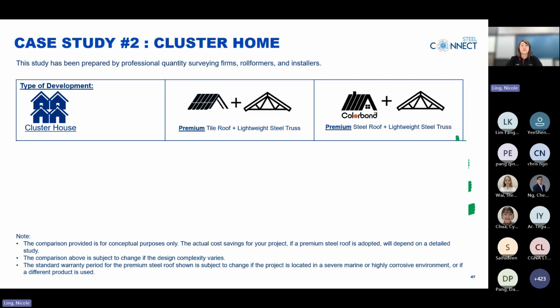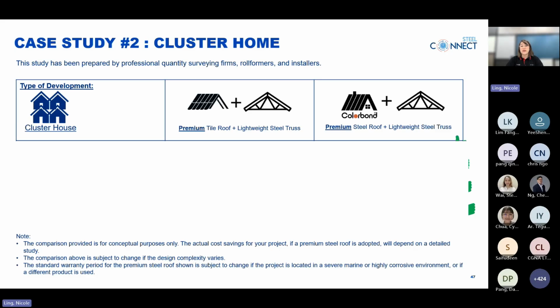For installation time, in this cluster home case, the roof installation takes 1 day for both tiles and steel roofing, which means there are no savings at the roofing stage. However, premium steel roofing still contributes a 20% time saving on the truss installation, completing truss work in just 1 day.